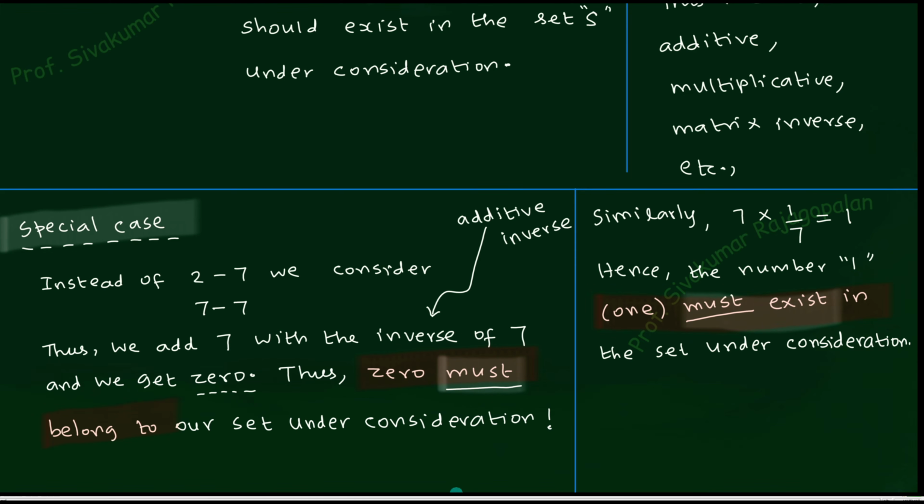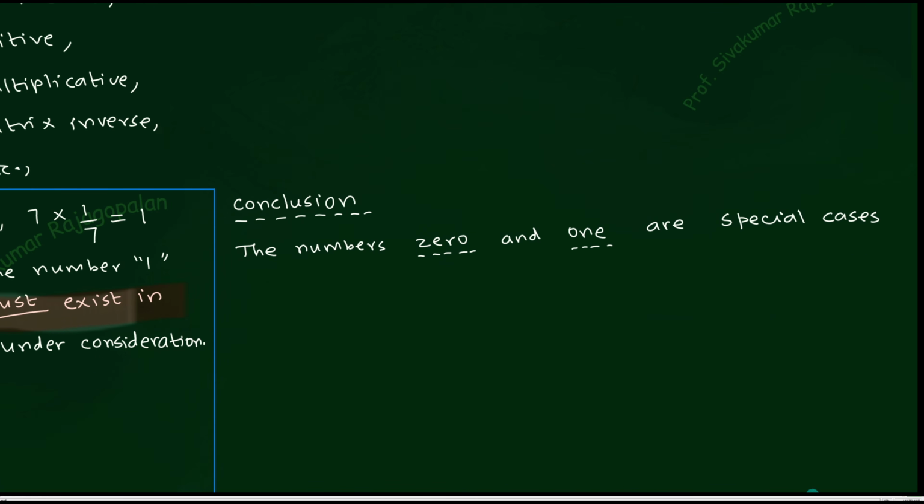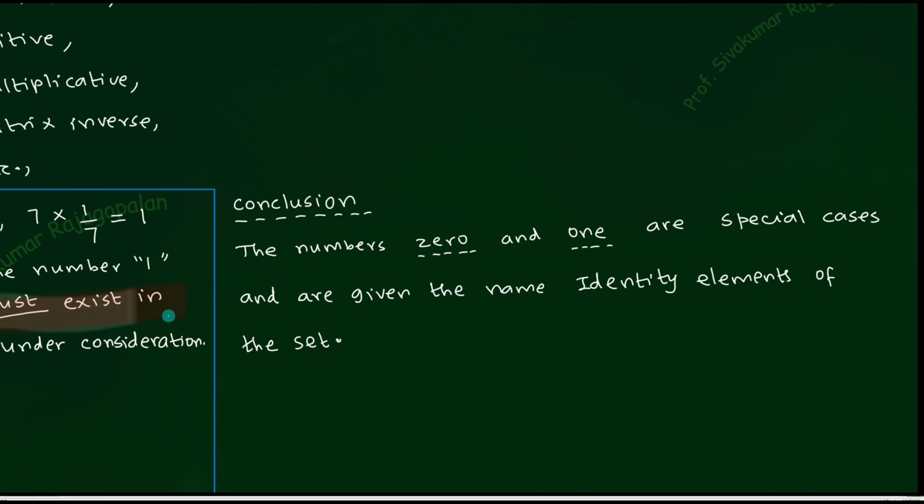Okay. So once this particular concept is clear, our conclusion is like this. The numbers 0 and 1 are special cases, and they are given a name because they are special cases and they should also exist always. We give a special name for that, and that name is the identity element, the identity element of the set. So remember once again, identity element is generic, which means abstract. It doesn't tell what the operator is. If addition is the operator, then 0 is the element. If multiplication is the operator, then 1 is the identity element. So identity element doesn't tell what it is. You have to decide depending on the operator.